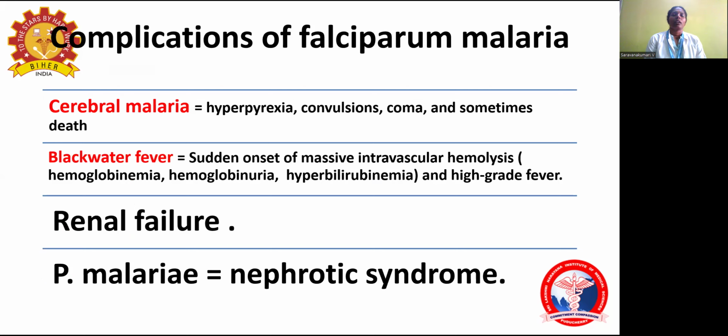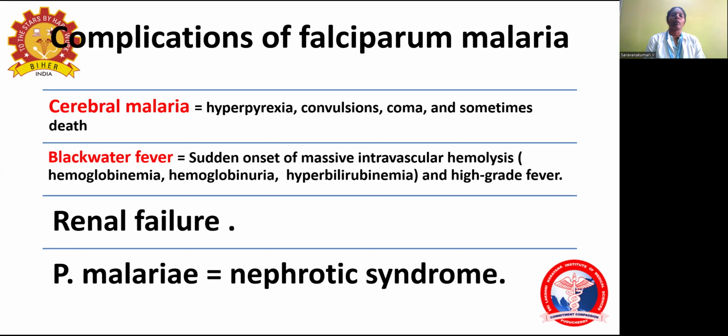Complications: if there is involvement of the cerebrum, it is called cerebral malaria. In cerebral malaria, the patient will complain of hyperpyrexia, that is high-grade fever, followed by convulsions, coma, and sometimes even death. If there is a sudden onset of massive intravascular hemolysis, then because of the intravascular hemolysis there will be hemoglobinemia, hemoglobinuria, hyperbilirubinemia, and high-grade fever, finally ending up as black water fever.